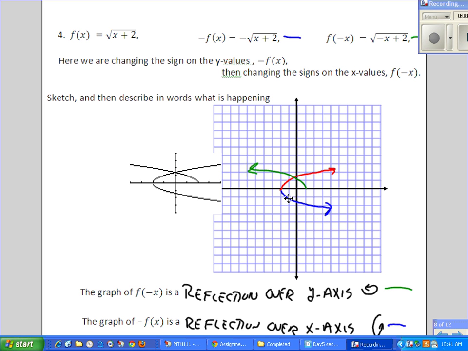The blue line is what I get if I take that square root of x plus 2 and put a negative in front of it, multiply the entire function by -1. It will reflect over the x-axis. Whereas if I go inside the function and replace the x with the negative x, I get the green line here, a reflection over the y-axis.